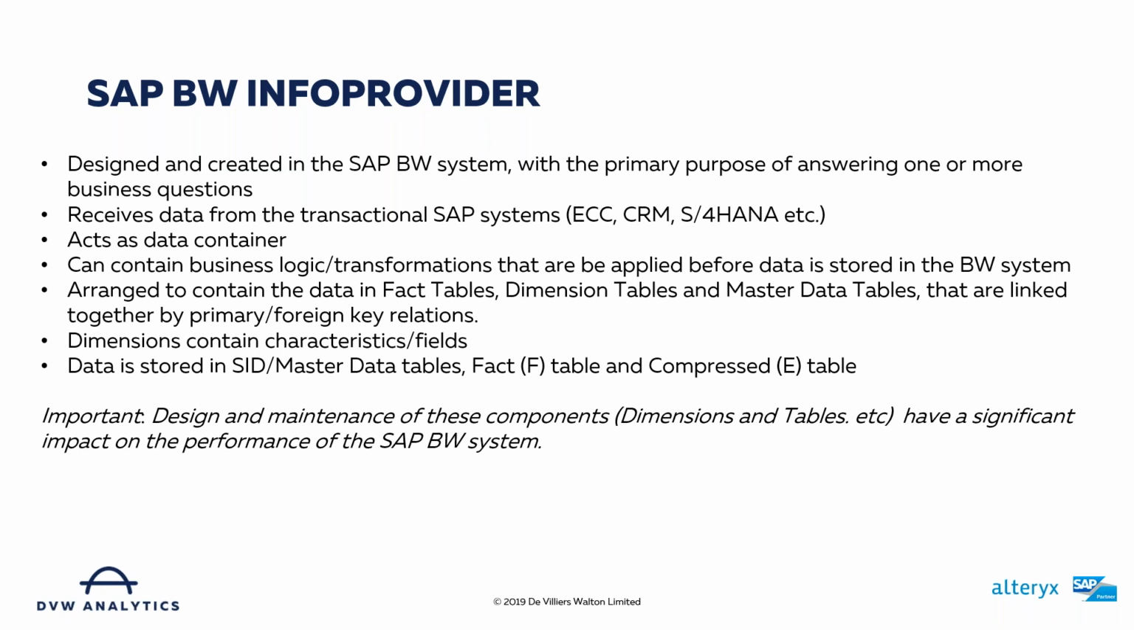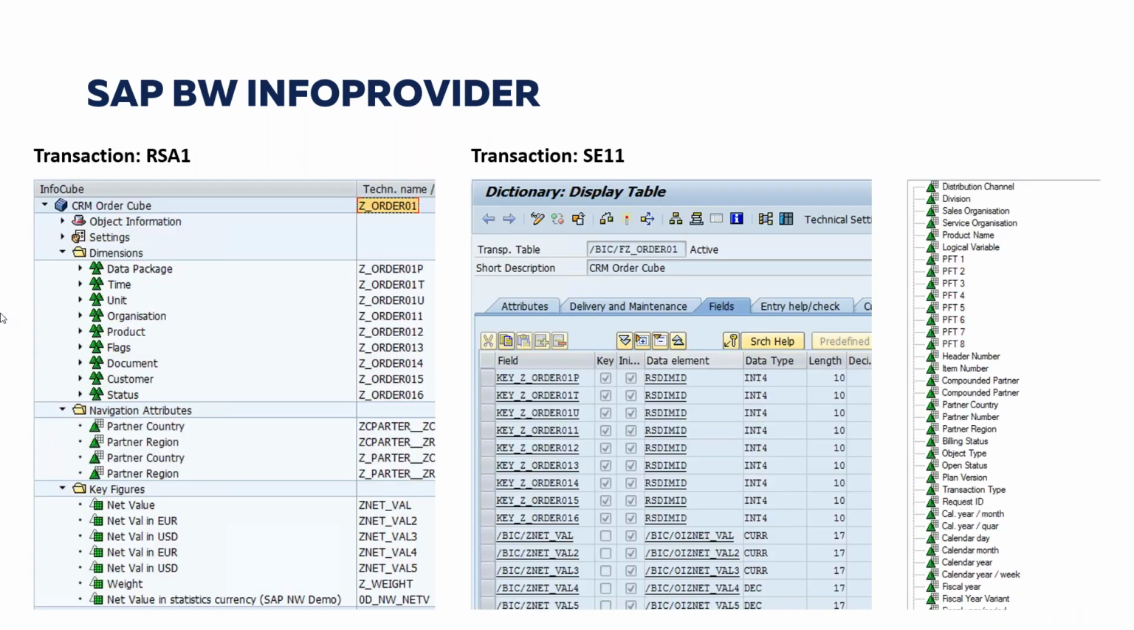And as I mentioned in the introduction, the BW info provider receives data from the transactional SAP systems, be it ECC, CRM, SCM, or S/4HANA. So effectively it acts as a data container, and it does contain within it various business logic and transformations that may be applied to data before it's actually physically stored within the info provider itself. And there's just a couple of screenshots of what they look like through the various SAP transactions.